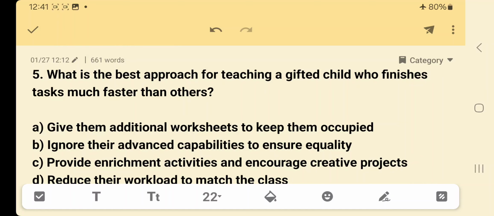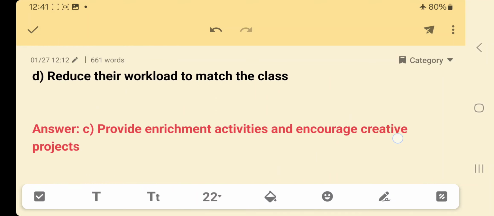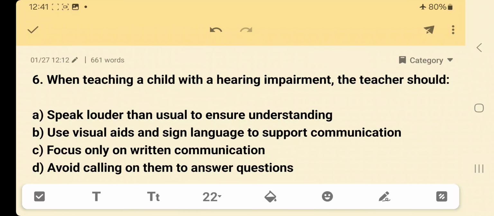Option D. Reduce their workload to match the class. Answer. Option C. Provide enrichment activities and encourage creative projects. Question number 6. When teaching a child with a hearing impairment, the teacher should Option A. Speak louder than usual to ensure understanding.